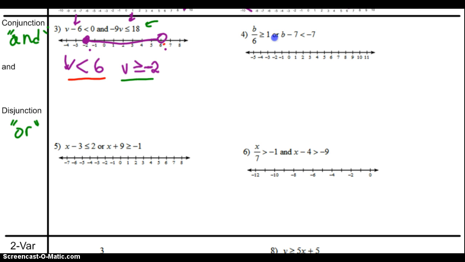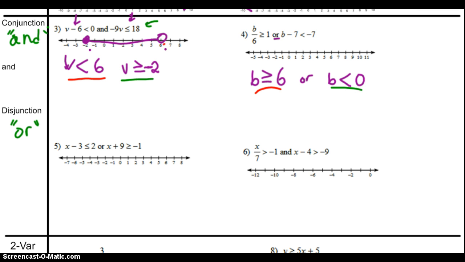Okay? So again, we start the same way, where we are going to just solve both of those two equations. And so if we do a quick solve here, we're going to have b is greater than or equal to, looks like 6. Or we're going to have, add 7 to both sides. Oh, easy. b is less than or equal to 0. Okay, so that's what we've got. And now again, I'm going to graph the first inequality in red and the second inequality in green. Let's see what those look like.